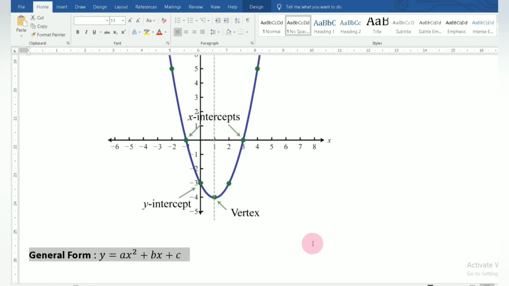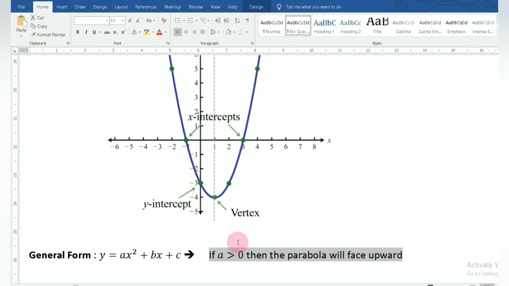The general form will be this one: y equals ax squared plus bx plus c. And a is the coefficient, so this refers to a constant, the coefficient of x squared. b is the coefficient of x, and c is the constant. Okay, so in every general form, we will have a constant or a number that will replace a, b, c.